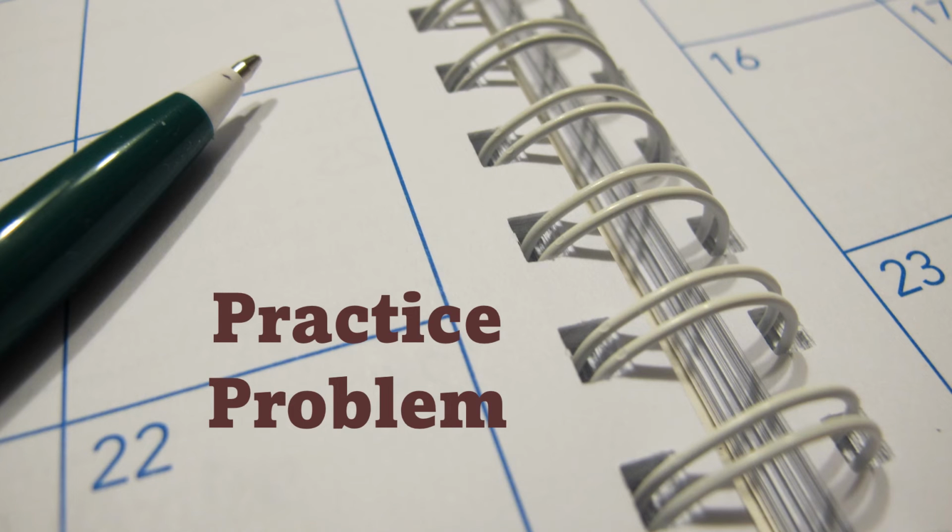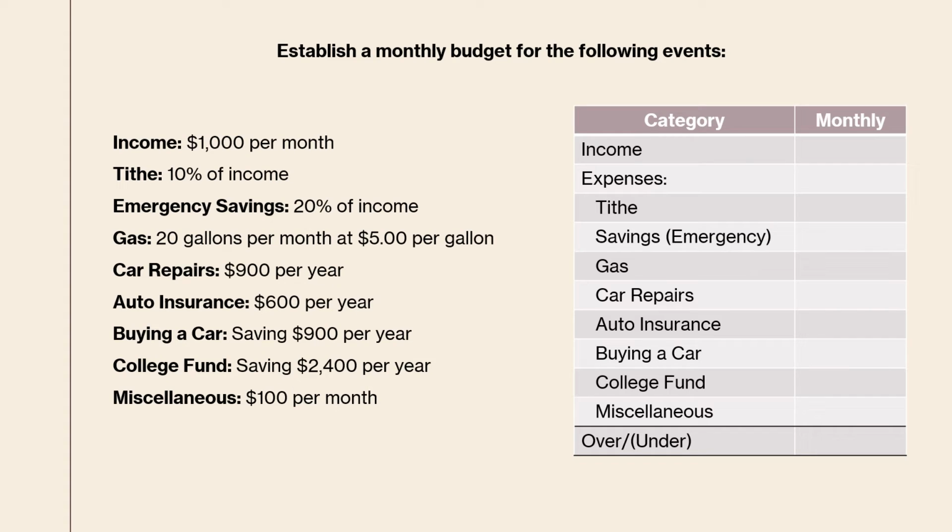So this week we're only going to look at one practice problem to see how we would actually itemize some of these expenses or concerns for our budget. And we're going to do that kind of in practice. So here we have established a monthly budget for the following events. So the first one I have is income of $1,000 per month. And over here I've got all my categories listed, and I'm going to go ahead and use this column to kind of type it in. So here my income is $1,000 a month. I'm going to start with that number right there.